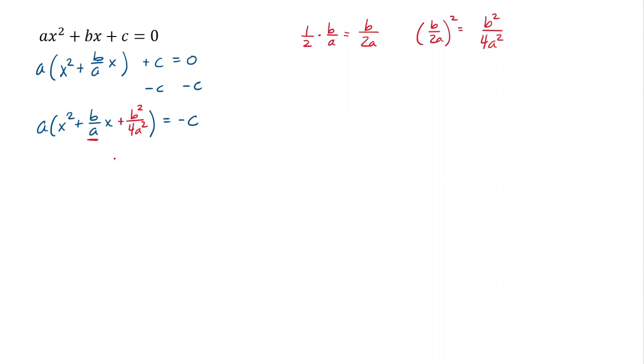But I have to be a little more careful than that here because I didn't just add b squared over 4a squared. I added it inside this set of parentheses with that multiple of a outside. So really on the left side of the equal sign, if I were to distribute this a back in here, I would get my ax squared plus bx. Then this a times b squared over 4a squared, one of those a's would cancel, and I get b squared over 4a. That's effectively what I just added on the left side. And so to keep my equation balanced, I have to add that same thing over there on the right side.